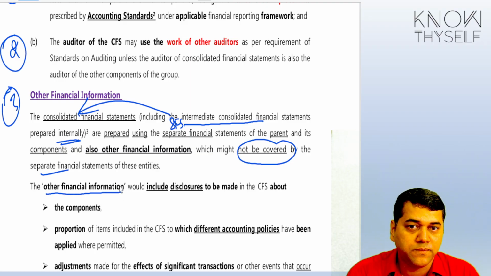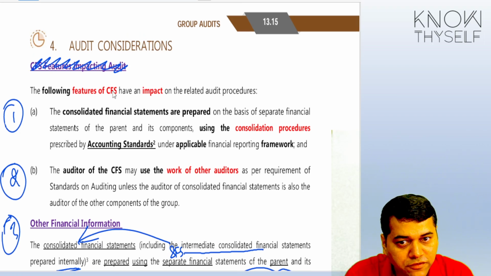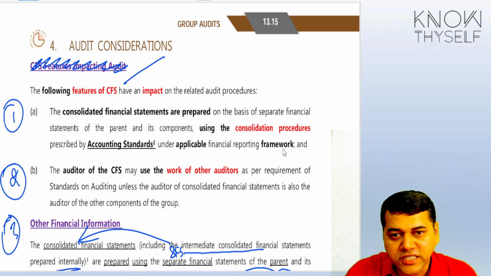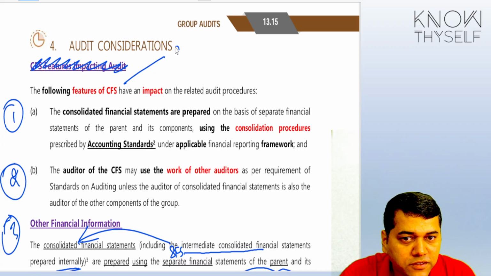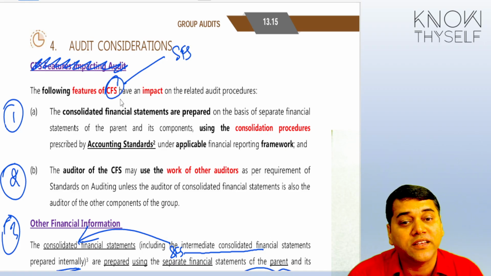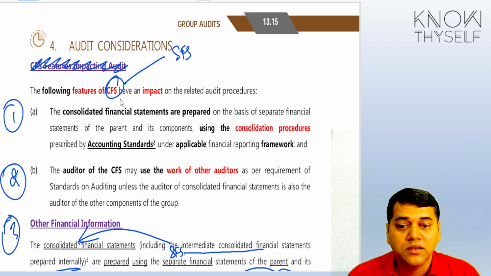Now, as an auditor, if you are going to audit the CFS, should you not consider such things? Because you know that every CFS comes from the SFS only. But if something is coming into the CFS which is not sitting in the SFS, should you not consider that? Yes.